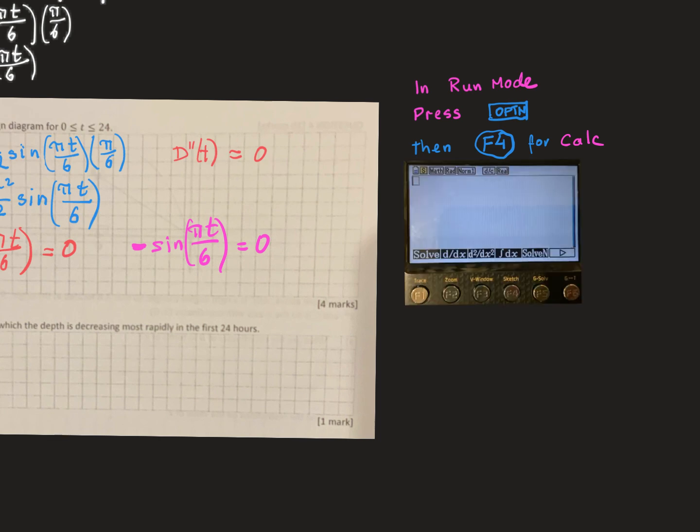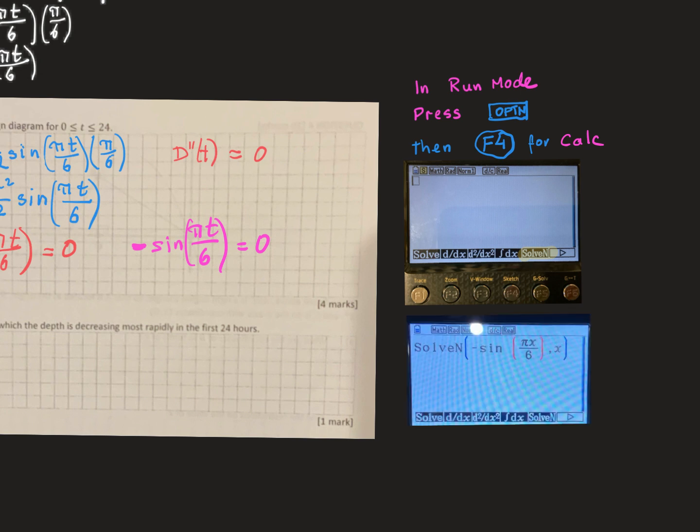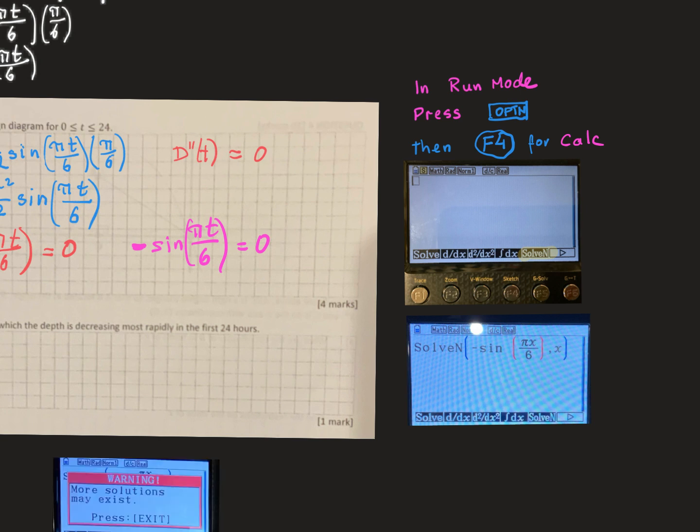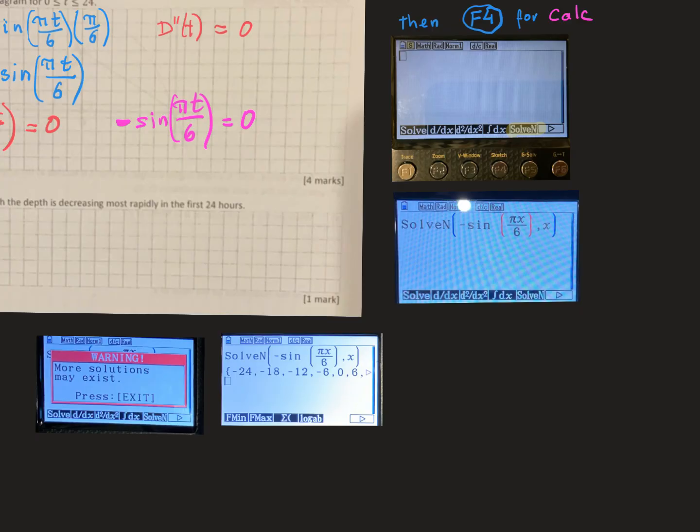Now, using the calculator in your run mode, press the option button, then F4 for calculate. Now you need to press the solve button, not the solve button F1, but the solve N button, which will be F5. The reason for this is that trigonometric functions have many solutions, and the N will give you a number of solutions. You need to write minus sine pi x on 6, then put a comma, and then put x because you're solving for x. And yes, you'll get a warning sign where it says more solutions may exist. Just press exit. And now you have a series of solutions, and there's more to come.